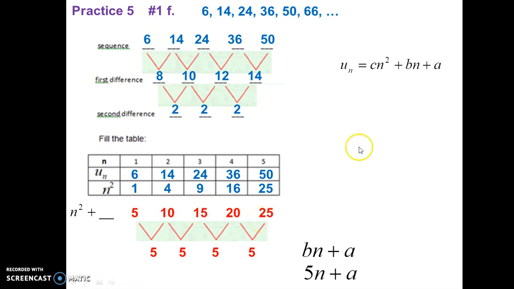So again, there's our quadratic sequence. Our quadratic portion is just n squared. That produces these numbers. And our linear portion is 5n, because 5n was enough to produce this part. So we have n squared plus 5n. So our rule is n squared plus 5n.